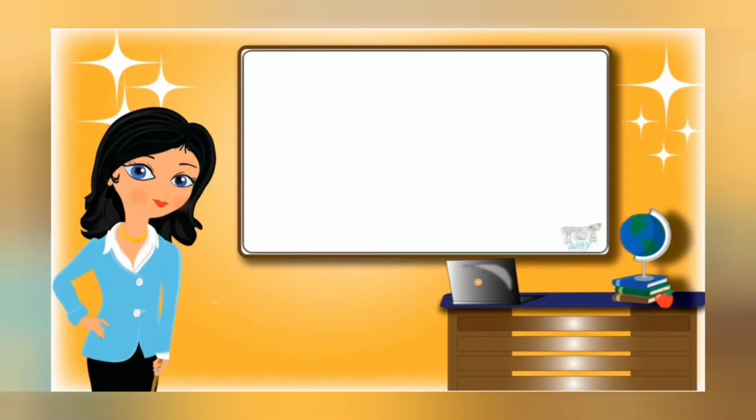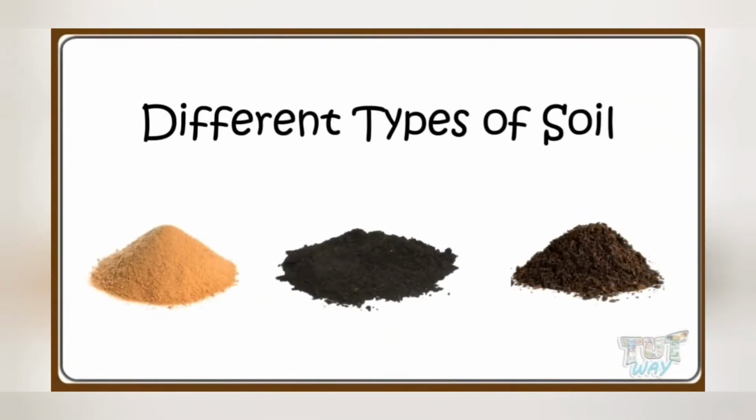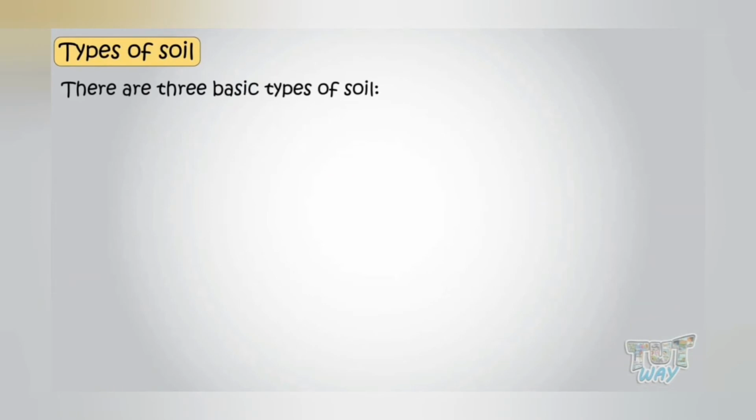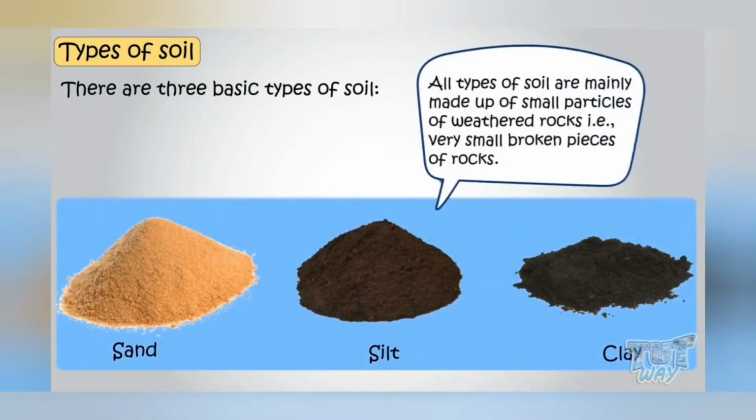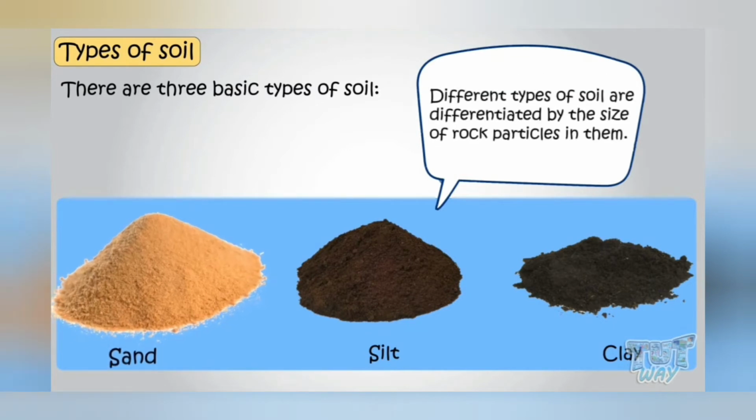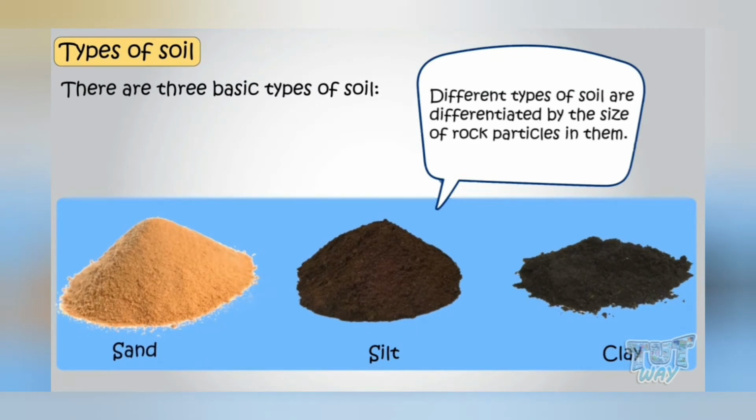Hi kids! Today we will learn about different types of soil. So let's start. There are 3 basic types of soil: sand, silt, and clay. All types of soil are mainly made up of small particles of weathered rocks. That is, very small, broken pieces of rocks. And different types of soil are differentiated by the size of rock particles in them.